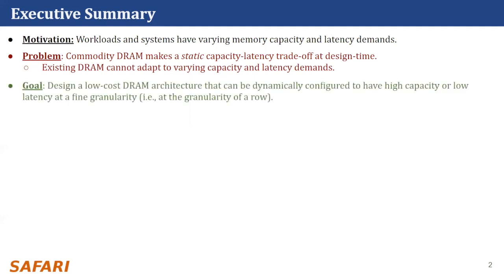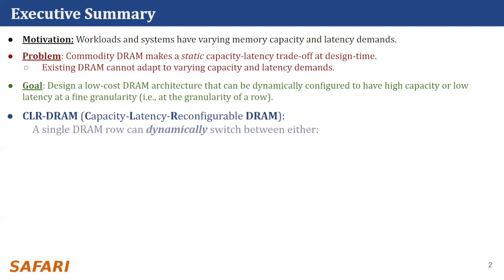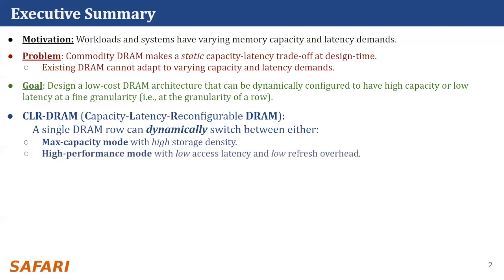Our goal is to enable a dynamic capacity-latency trade-off in DRAM at a fine granularity, that is, a single DRAM row, to meet the changing capacity and latency demands of the workloads. To this end, we propose CLR-DRAM, which stands for Capacity-Latency-Reconfigurable DRAM. CLR-DRAM is capable of dynamically reconfiguring a single DRAM row to operate in either a max capacity mode with high storage density or a high performance mode that can operate with low access latency and low DRAM refresh overhead.